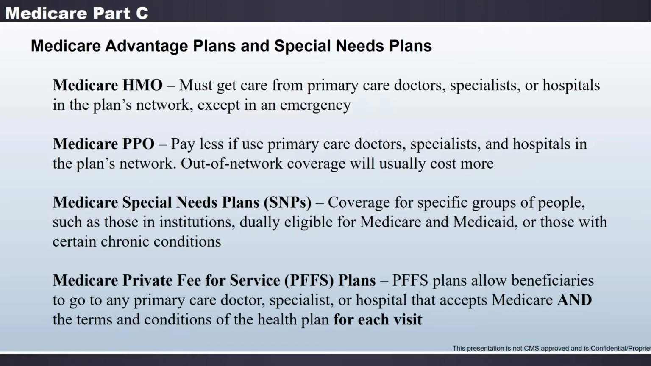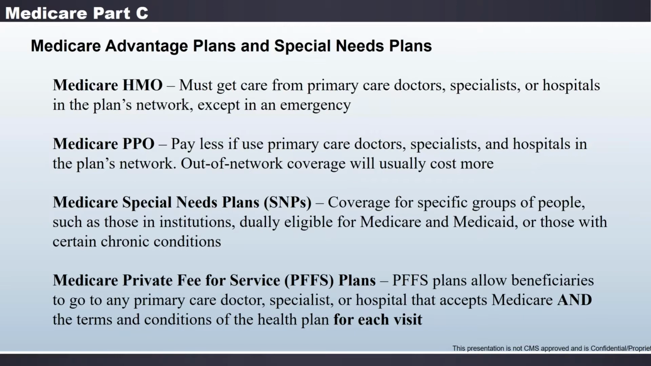Now, the PPO plan. In this scenario, you're going to pay less if you use a primary care doctor, specialist, and hospitals that are in the plan's network. But you do have the ability to go out of network. Okay, but if you go out of the network, your coverage will cost you a little more. You'll see a higher copay and higher coinsurance in a PPO for out of network than in network.